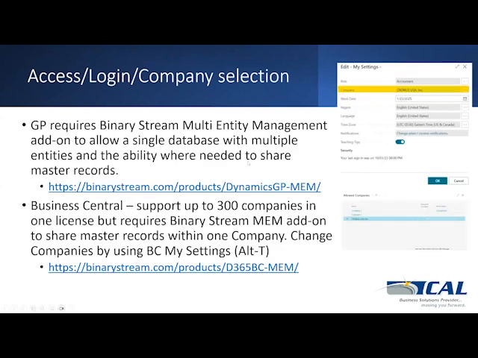All right, so again, GP with Binary Stream, where you can share the records. Business Central has support right now with the latest release. They will support up to 300 different companies in one Business Central instance or tenant within Microsoft's cloud. So one license, but it would require MEM if you wanted to share the master records within one company. There is a quick shortcut when you're in Business Central, if you're doing a lot of different companies, to get back to your profile, you just do an Alt T. So that would definitely make it a little quicker versus doing all the navigating.